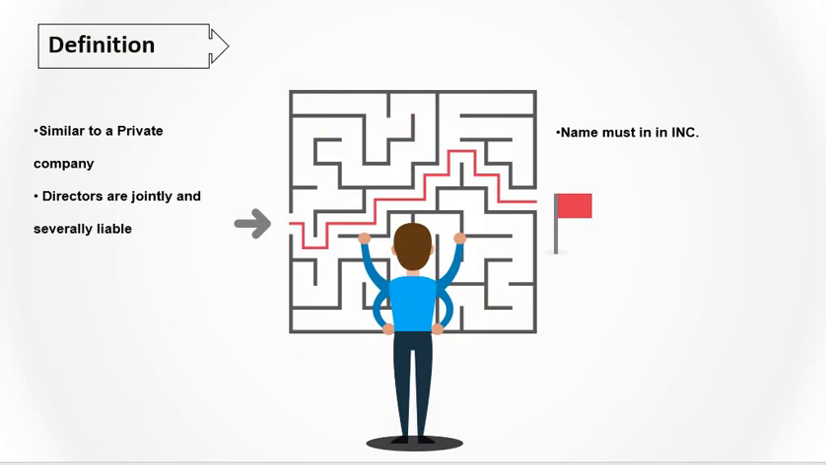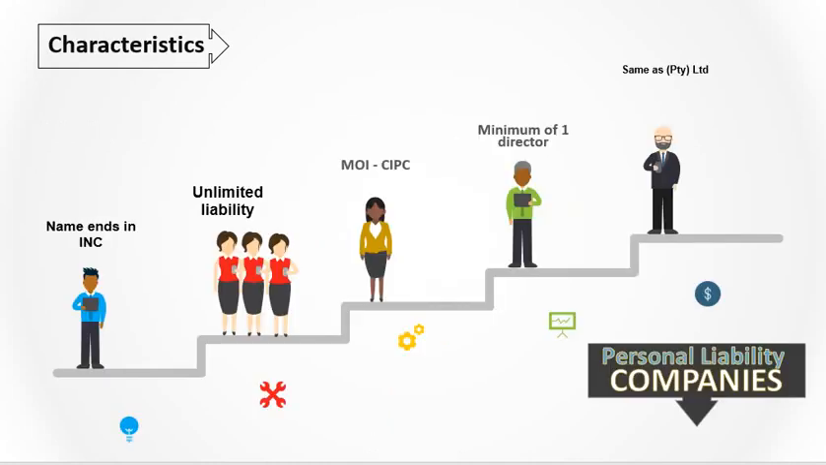First of all, it is very similar to that of a private company, but the only difference is that the directors of a personal liability company are jointly and severally liable. So this means that the directors actually have unlimited liability. And as I mentioned earlier, the name must end in INC. Let's have a look at some of the characteristics.